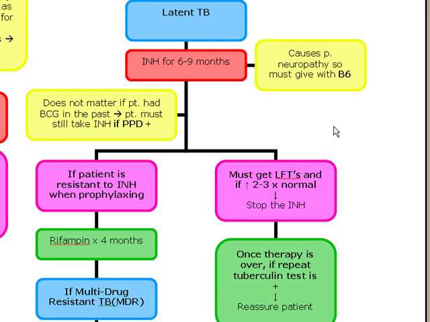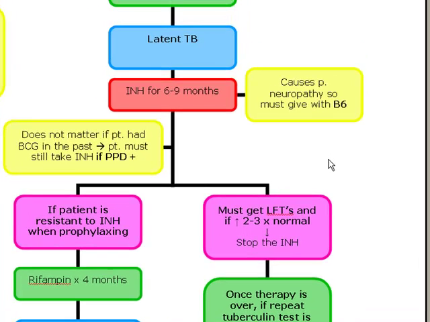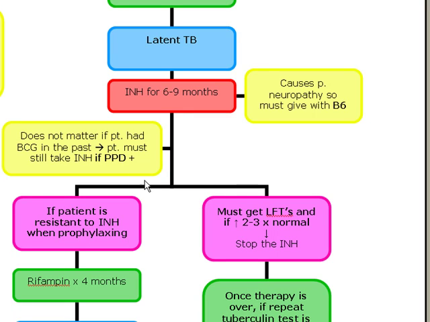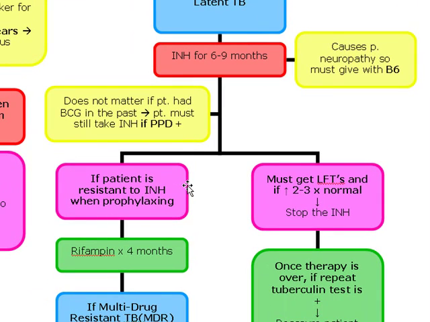It does not matter if the patient had BCG in the past. Patients must still take INH if they're PPD positive. This is an important point to know, okay? If the patient is resistant to INH when we're giving them prophylaxis, we're going to give them rifampin for prophylaxis instead, and rifampin is going to be given for 4 months. And if it happens to be a multi-drug resistant TB, we're going to add pyrazinamide and ethambutol.